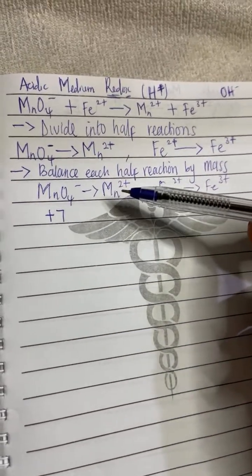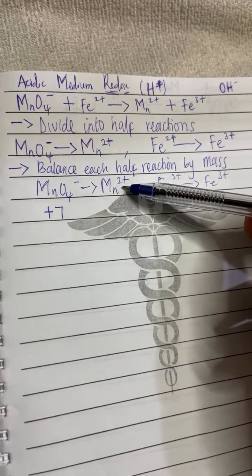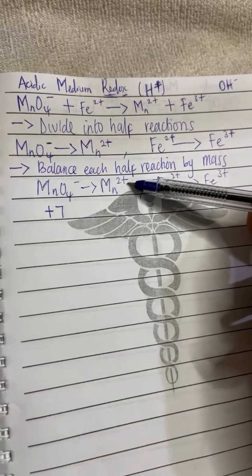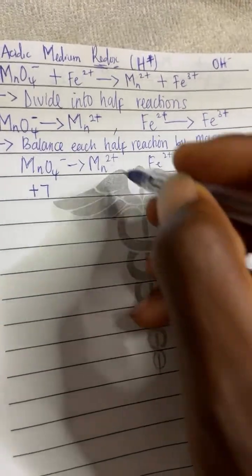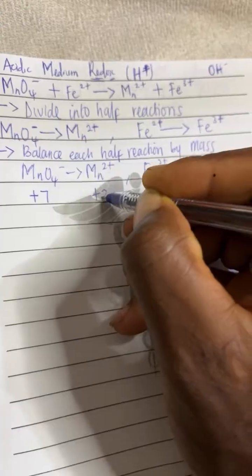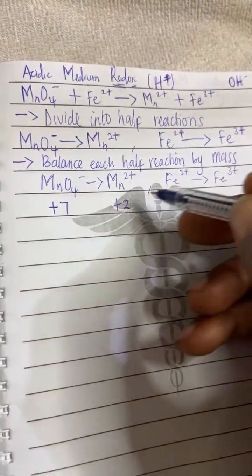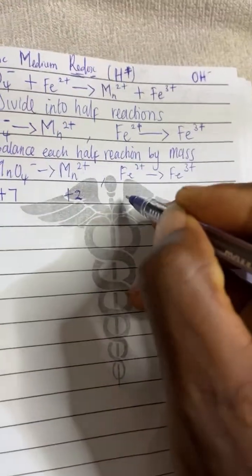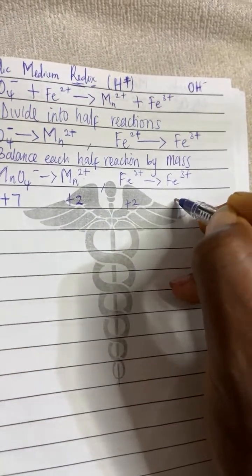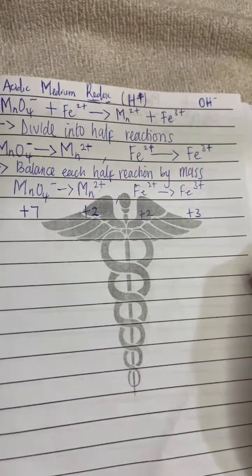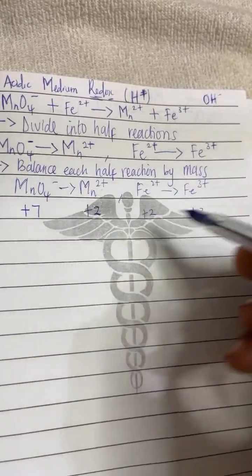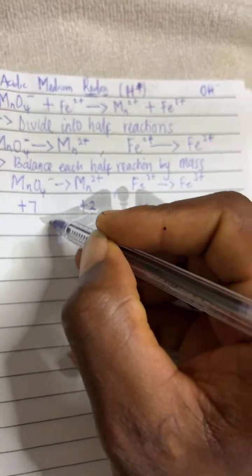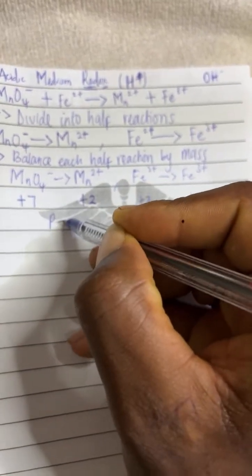So the oxidation number of manganese in Mn2+ is +2, according to the law I taught you guys last time. The law of valence: the oxidation number is always the amount of charge on an ion, right? So for Fe2+ it is +2, and for Fe3+ it is +3, right? So when you get to this stage, you subtract. This is what you are going to do. You are going to do product minus.